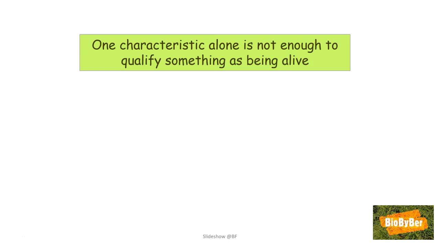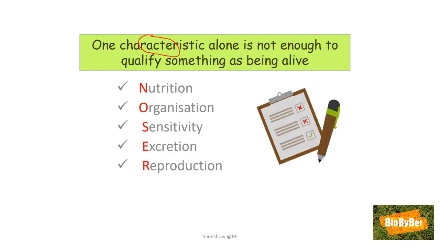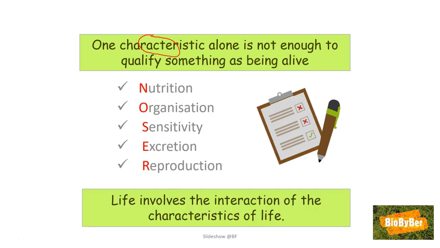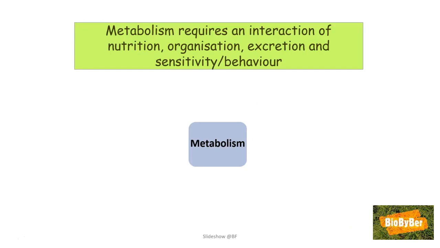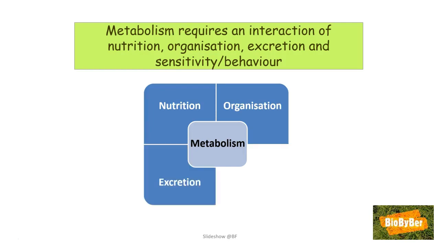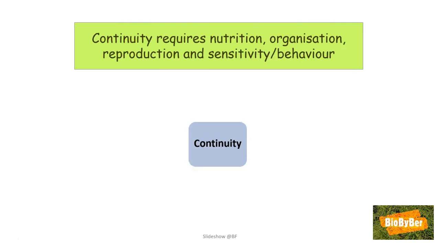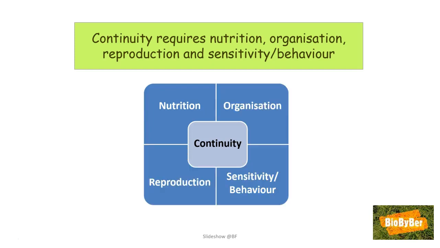Having gone through our list and delved in a little deeper and revised a lot of the course, we must understand that one characteristic alone is not enough to qualify something as being alive. We have to show 5 characteristics of life: NOSER, nutrition, organisation, sensitivity, excretion, and reproduction. These characteristics interact with one another and work towards metabolism and continuity. Remember, metabolism requires an interaction of nutrition, organisation, excretion, and sensitivity. Continuity requires an interaction of nutrition, organisation, reproduction, and sensitivity.